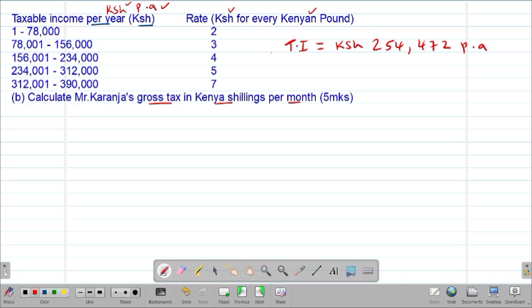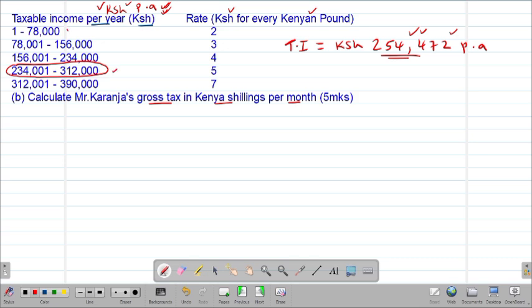The first thing is to ensure that your taxable income is rhyming with the table before you use it. If they are not, then you need to convert the taxable income to the values of the table, because it must align with your table for you to apply it in the calculation. Then check in which tax bracket the taxable income lies. 254,472 is greater than 234,001 shillings, but less than 312,000 shillings. Therefore, it lies in the fourth tax bracket.